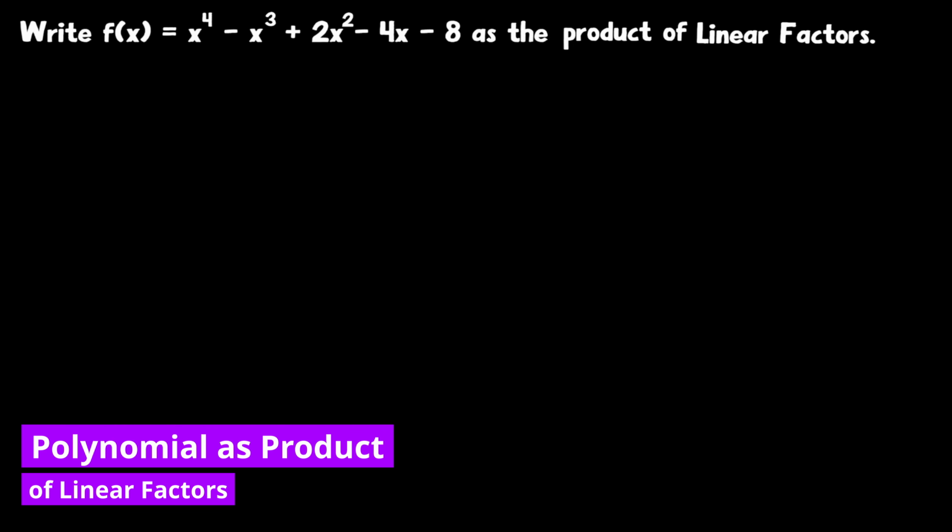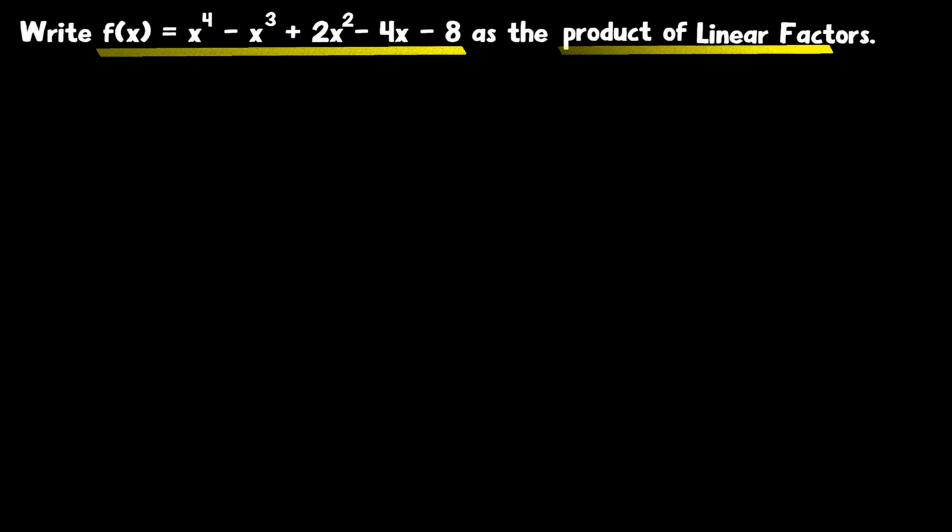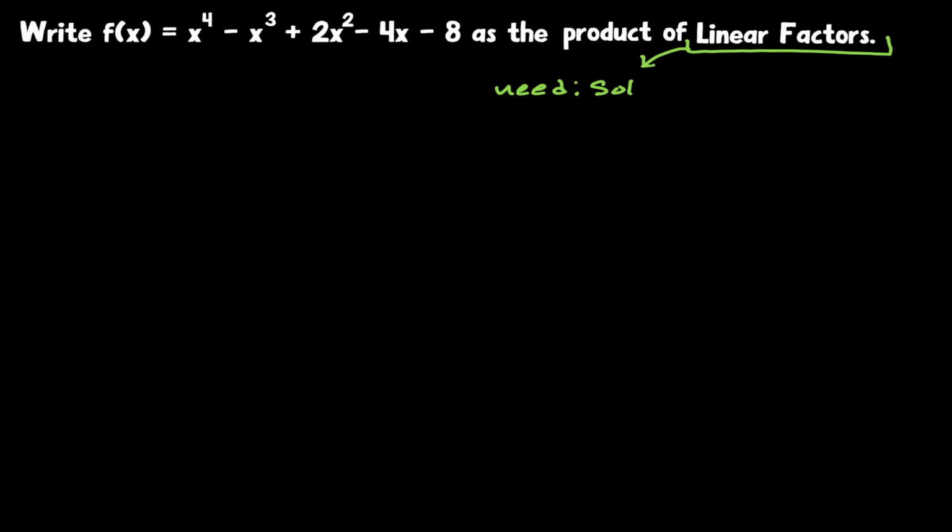Welcome. Let's take a look at an example where we have a polynomial f of x, and we write it as a product of linear factors. If the objective is to write the polynomial as linear factors, then what we need are the solutions of the polynomial f of x. How many solutions does this function have? We can see that the highest degree is 4. Then by the fundamental theorem of algebra, we should expect to have 4 solutions.